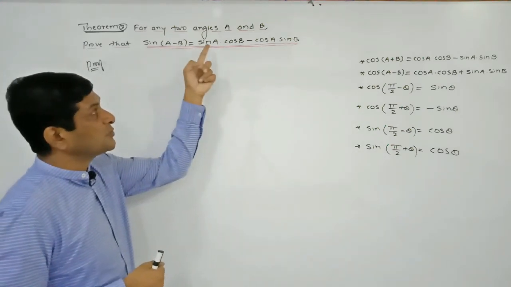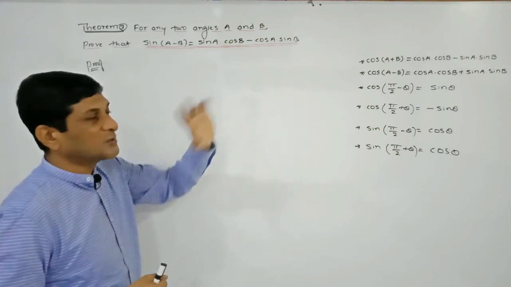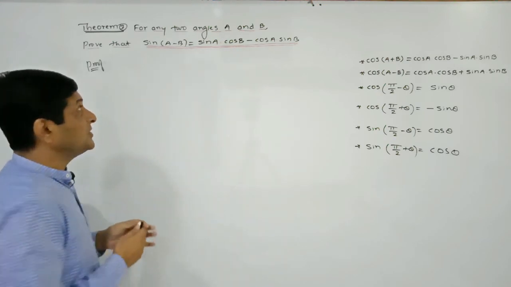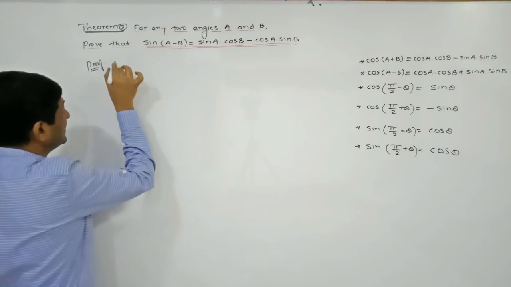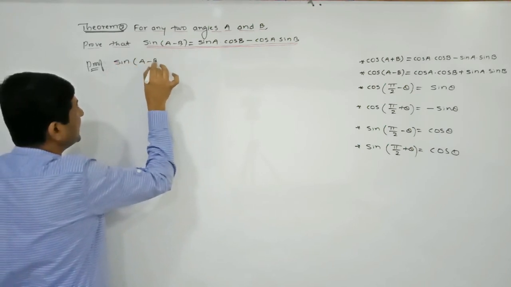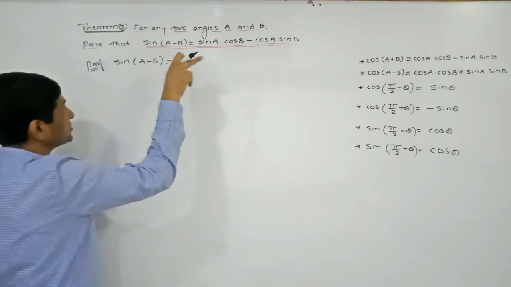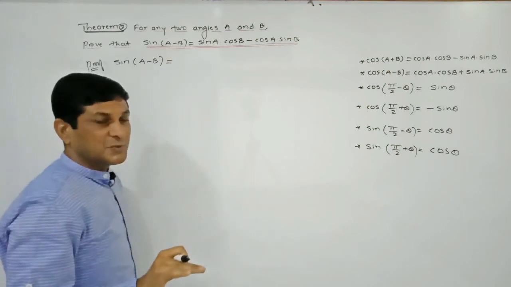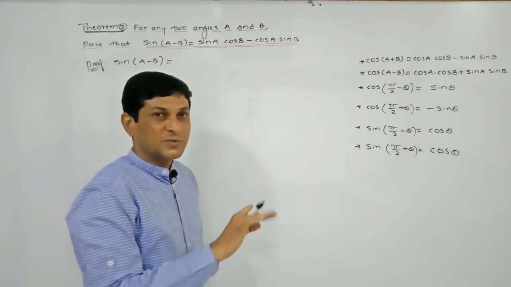So using these formulas, now let us try to prove that the value of sin(A minus B) is equal to sin A into cos B minus cos A into sin B. So here we are considering the left hand side. What is the left hand side? Sin(A minus B). And simplifying it, we will try to show that its value is equal to sin A into cos B minus cos A into sin B.